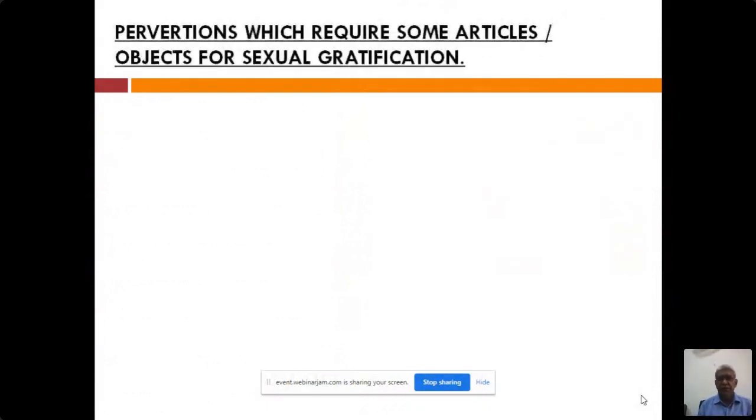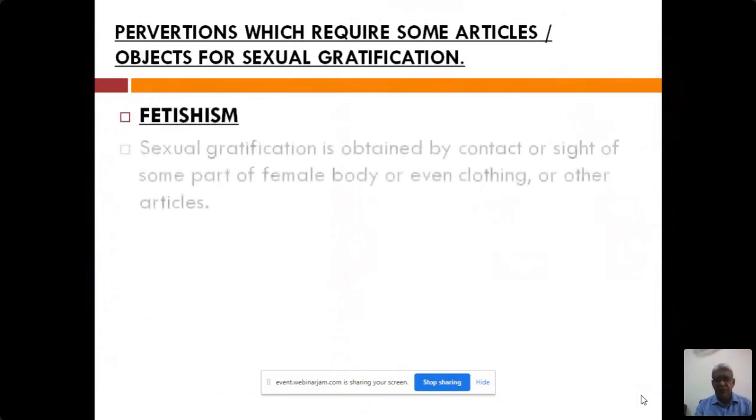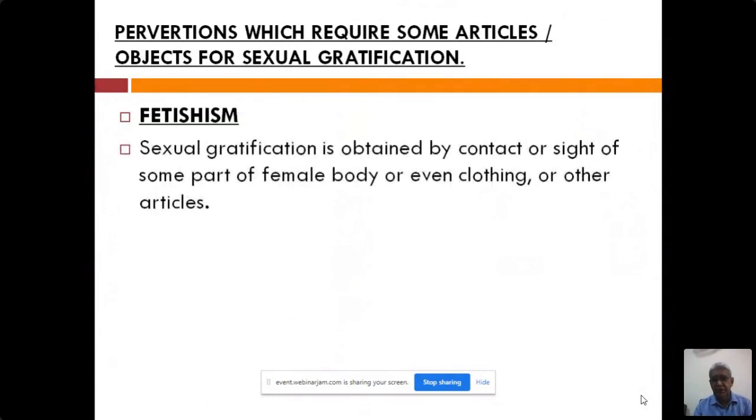Third group of perversions which require some articles or objects for sexual gratification. This is said to be fetishism. Gratification is obtained by contact or sight of some part of the female body or even clothing or other articles. And this is very common in English or Punjabi films where some part of the female body is displayed and the viewers become desirous of the further part which never comes, and this increases the market rate of that film and the box office.